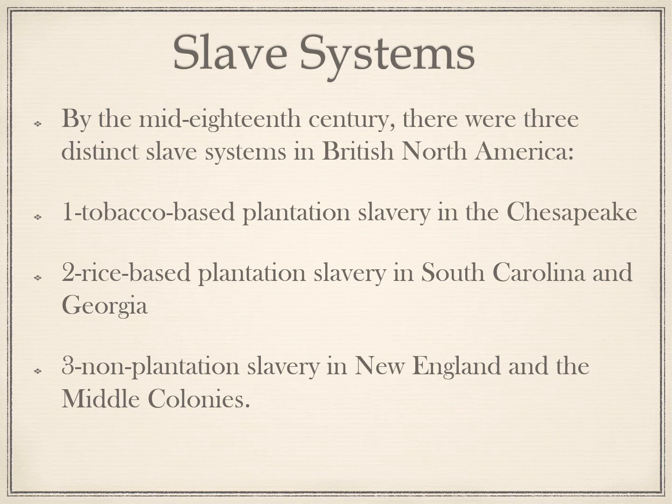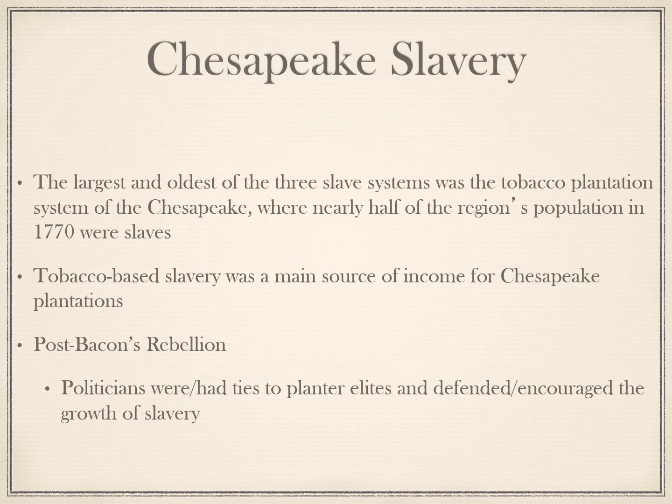There were three distinctive slave systems that existed in colonial North America by the mid-18th century: the tobacco-based plantations in the Chesapeake, the rice plantations in South Carolina and Georgia, and the non-plantation slaves in New England and the Middle Colonies. So let's take a look at the Chesapeake region.